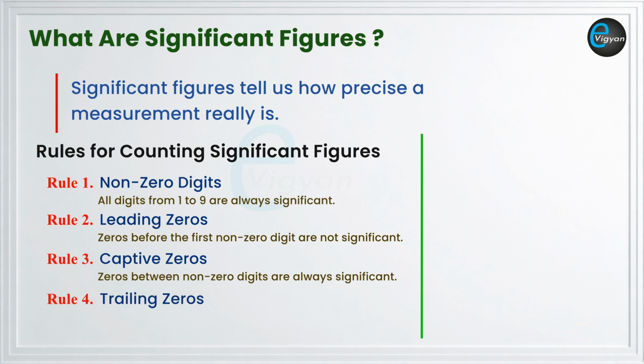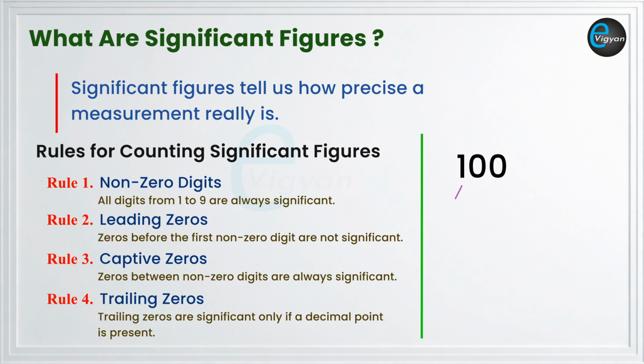The fourth rule is trailing zeros. What are trailing zeros? Trailing zeros are those zeros which are after non-zero digits. So trailing zeros are significant only if a decimal point is present. In 100, how many significant figures? One significant figure, because there is no decimal point here. So trailing zeros are not significant. But in the example 100.0, we have 4 significant figures. Why? Because there is a decimal point here. So trailing zeros are counted as significant figures.